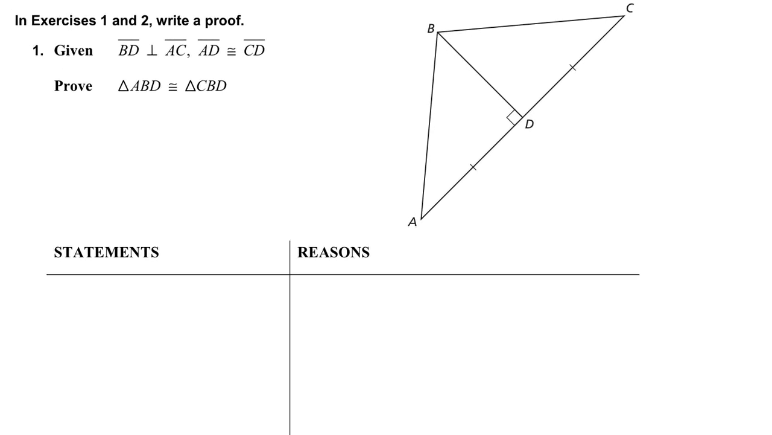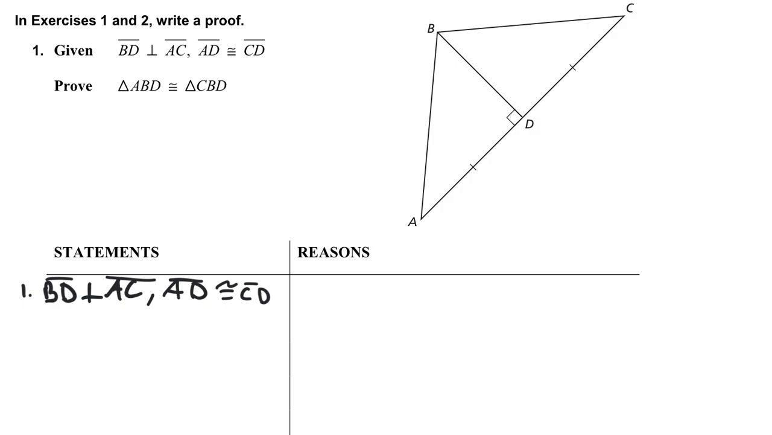And so I'm going to start off, and I might not do this 100% precise, but we have our two givens. So the first given is that BD is perpendicular to AC and AD is congruent to CD. So those are already marked in there for us. Now I want to prove at the end the triangles are congruent, and we're only going to do that with our side angle side theorem.